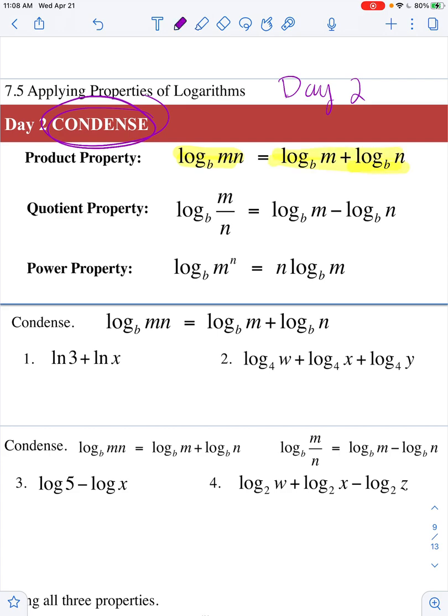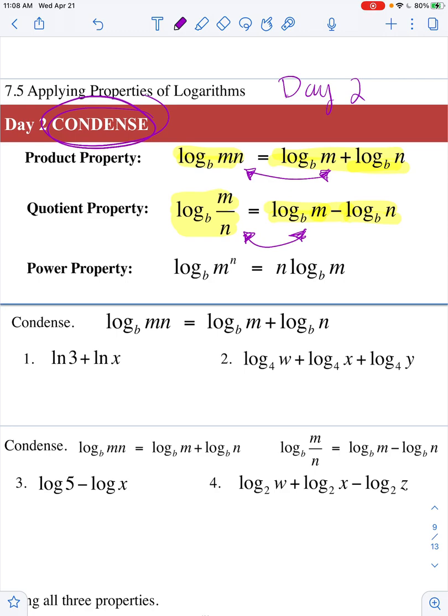Today, we're going to be starting with things that are split apart by addition and condensing them down to recognize that this relationship is a two-way relationship. Yesterday, when we had something that started off as a quotient or division, we split it up using subtraction. And then again, today, we'll be starting with things that are subtracted and we'll be putting them together using that same relationship. And condensing is the opposite of expanding.